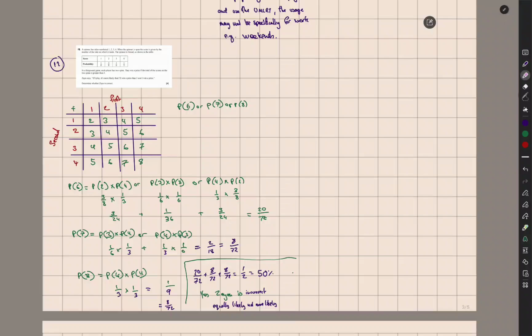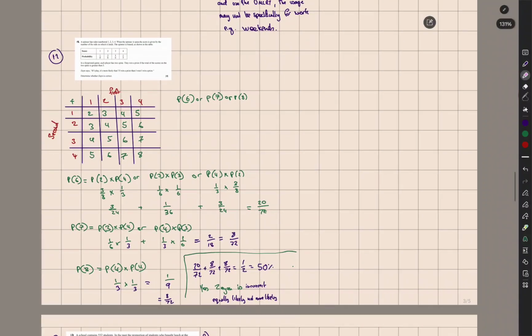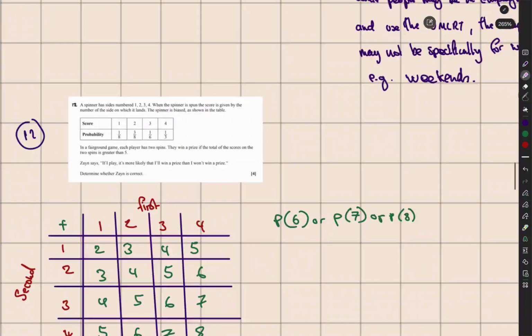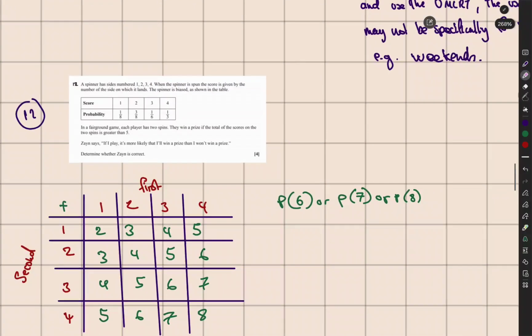All right, question 12. I think for the most part, this was answered well. You've got a spinner with numbers 1 to 4, and you've got the scores it could land on and the probability of landing on each of the scores. So it's a fairground game, and each player has 2 spins, and they'll win if the total of the scores is greater than 5.